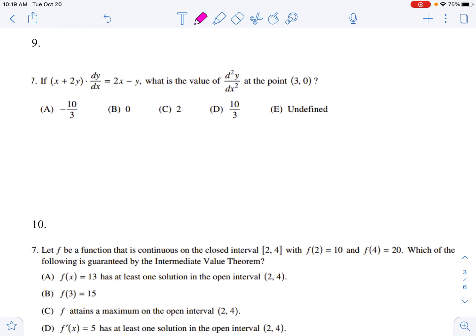Number 9. If quantity x plus 2y times dy/dx is equal to 2x minus y, what is the value of the second derivative, d²y/dx², at the point (3, 0)?